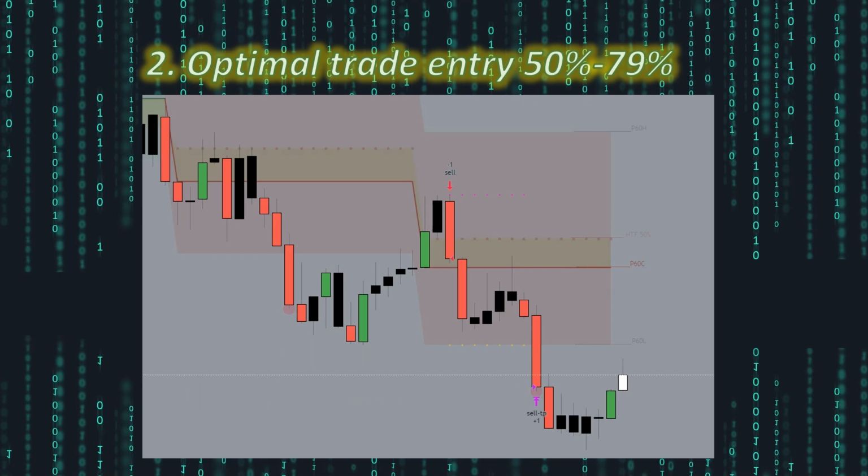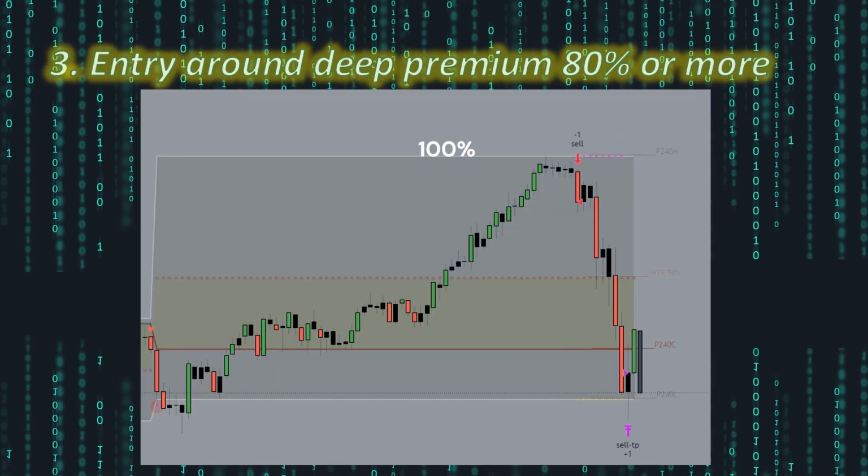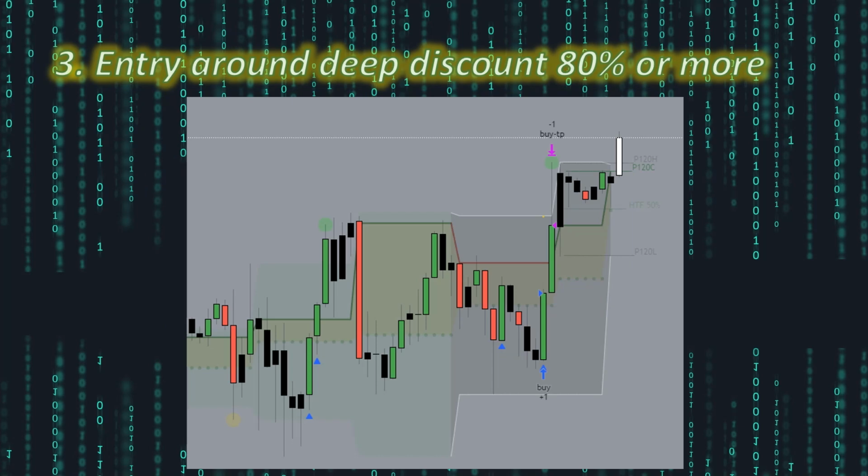In this one, we will wait for the optimal trade entry from the 50% to the 79% retracement maximum. If price retraces more than that, then we get the third type of entry, deep discount or deep premium zone, around 80% to almost 100% retracement. The deeper we go, the less powerful the trend is; it needs to take more liquidity to recover the move.